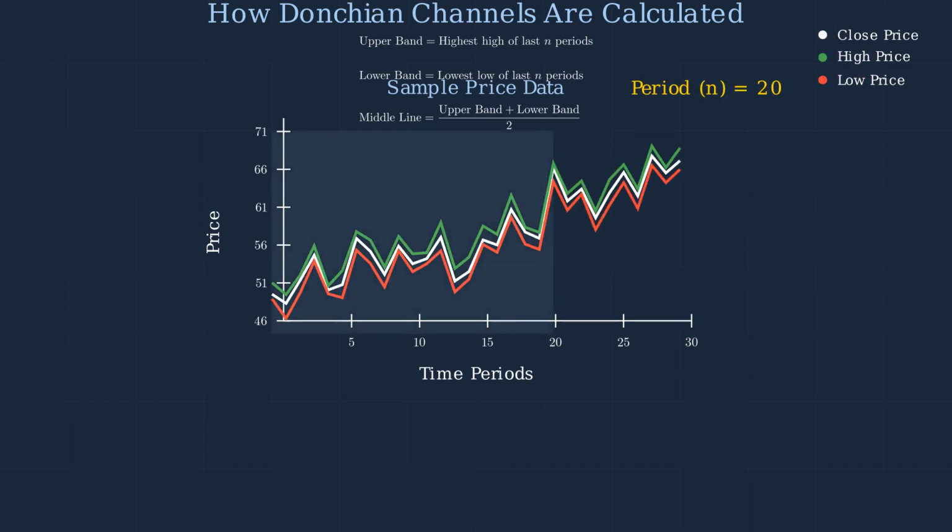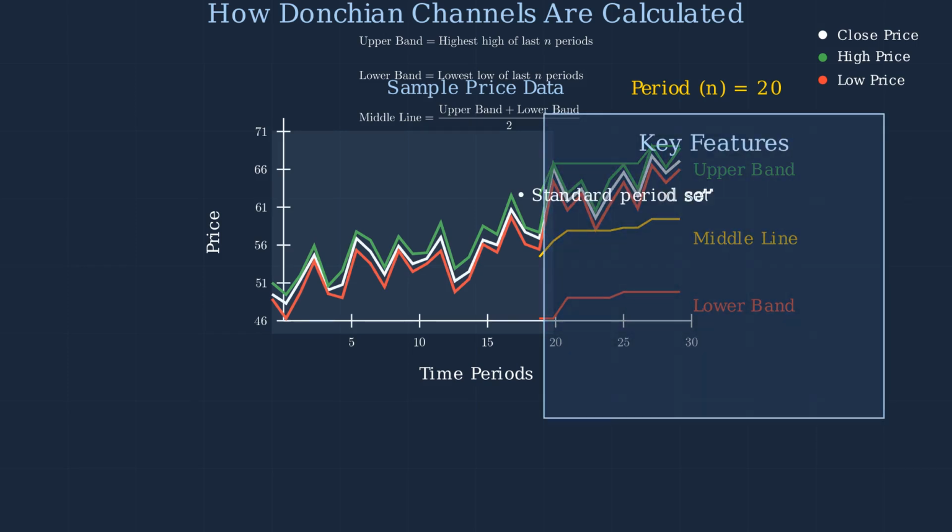The most common setting for the period n is 20, meaning we look at the last 20 price bars to determine our channels. For each point on our chart, the upper band represents the highest high price within the previous 20 bars. Similarly, the lower band represents the lowest low price within the same 20-bar look-back period. The middle line is calculated by taking the average of the upper and lower bands at each point.